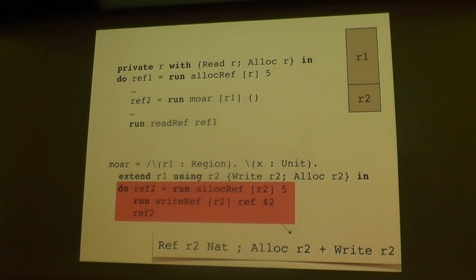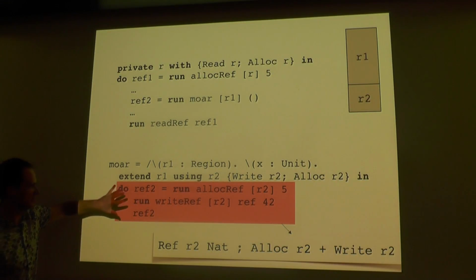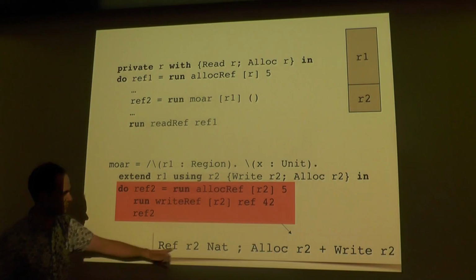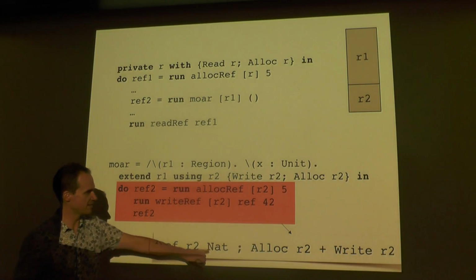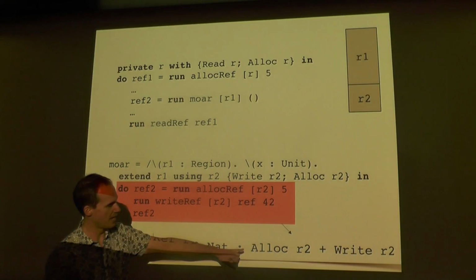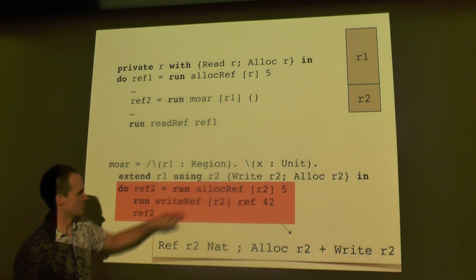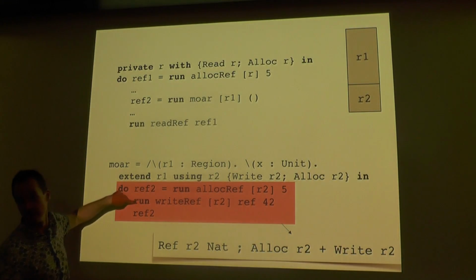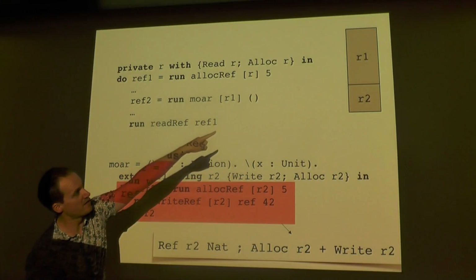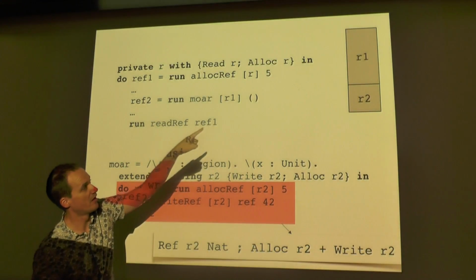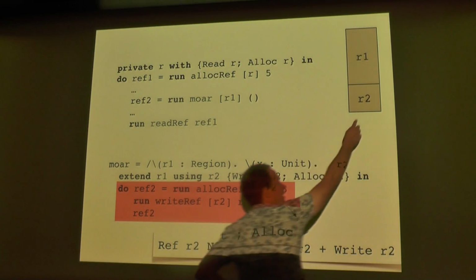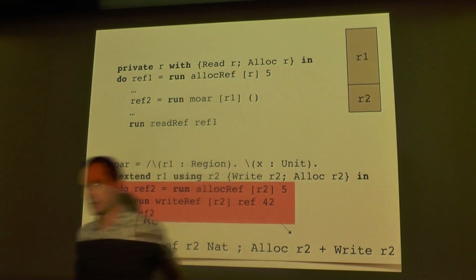So you look at here's the types. So I say, in the body of this extend form, what's the type of this code? Well, the type, so this ref2 is a reference in region R2 to a NAT, and the effect of this is to allocate into that region and also write. So this line does allocate, and this line does a write into region R2. And you can see on the right-hand side here, this is the current situation. I have the original R1 and my extended part R2. And I'm allowed to write into this, but not into that. So I do my writes.